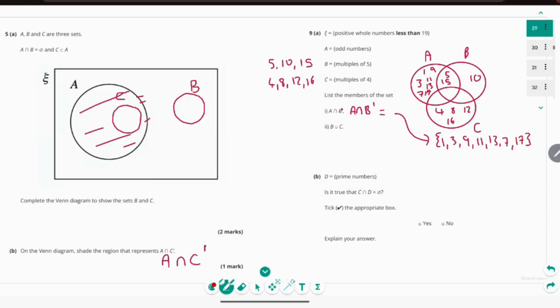There we go. And B union C, which would be all of these ones, which would give us 5, 10, 15, 4, 8, 12, and 16. D equals prime numbers. Is it true that C intersect D is the empty set? Yes, it is. No multiple of 4 is a prime number.